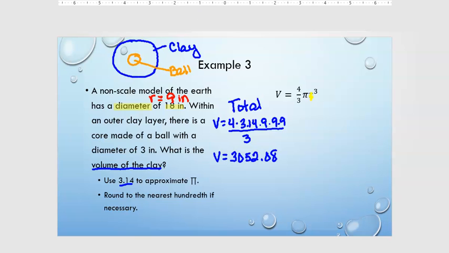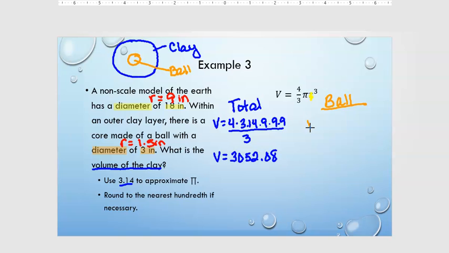Now with the ball, what I find is once again, I have a diameter, and that diameter this time is 3 inches. Okay, so same thing. Take that diameter, cut it in half, and I find that I have a radius of 1.5 inches. All right, so now I know my radius, which is what I need. So this would be for the ball over here.